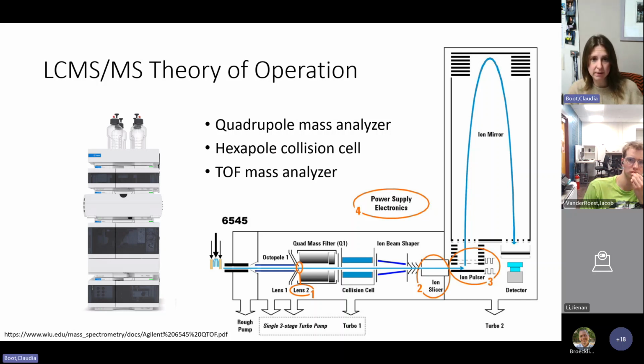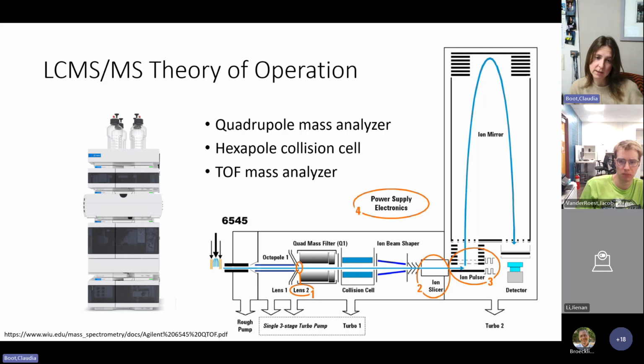And now for LCMS, we already kind of talked through this inlet method. This is Agilent. We have an Agilent 1260 UPLC system that is the sample introduction to this Agilent 6545 QTOF that has a quadrupole mass analyzer coupled with a hexapole collision cell and a TOF mass analyzer.